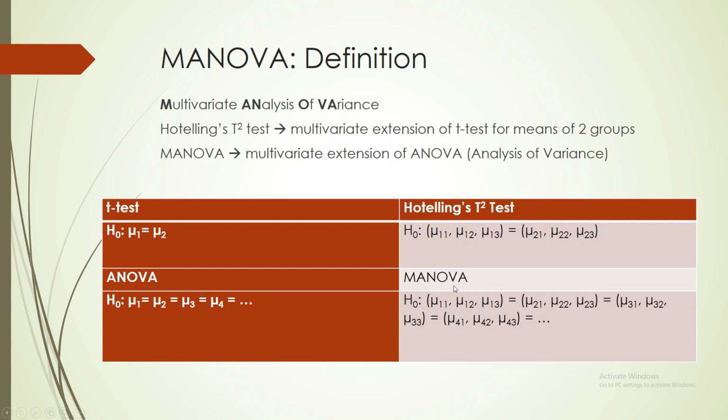But MANOVA is the multivariate extension of ANOVA. So instead of comparing an infinite number of scalar means, we are comparing an infinite number of mean vectors. So when we have a mean vector, we have three outcome variables whose means we are trying to compare with the three means from other groups. So there are infinite number of groups, and these are scalar values for only one outcome, and these are for three outcomes.